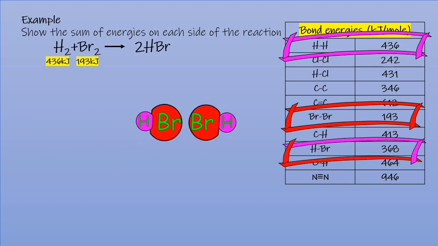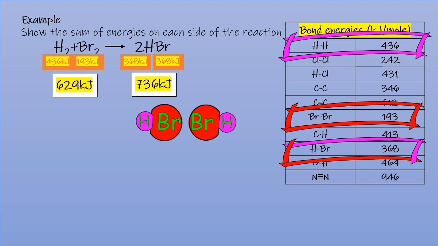Hydrogen and bromine particles form bonds by releasing heat. This heat is equal to the bond energy of the hydrogen-bromide molecule. Our final step is to sum up the bond energies on each side. On the reactant side it is 629 kJ, on the product side it is 736 kJ.